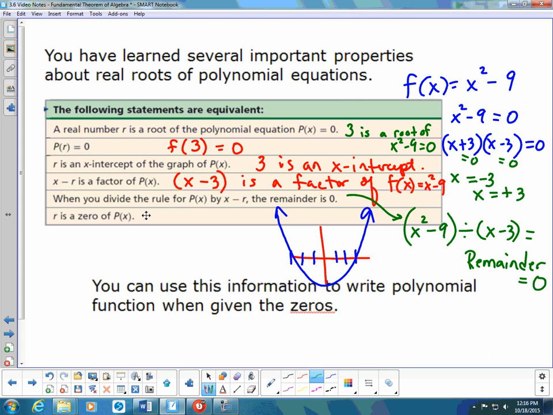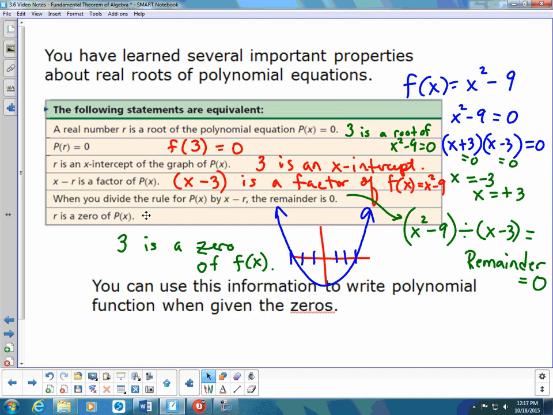Our last one, r is a 0 of p of x, means that we would say 3 is a 0, which again means x-intercept. So 3 is a 0 of p of x, or in this case, our function is called f of x. Those are 6 different things that all mean the same thing. They're all equivalent, but they're just presented in different forms depending on how you solve it.